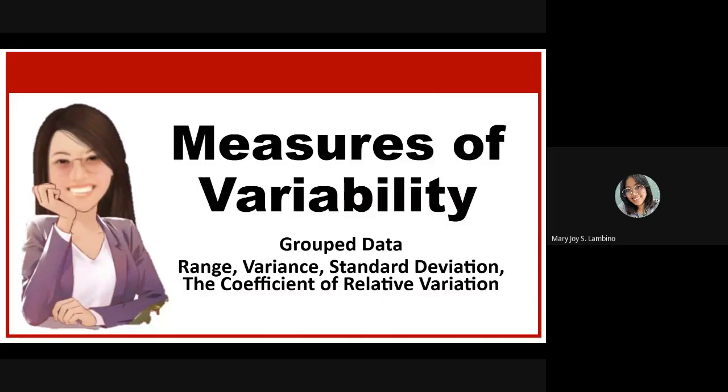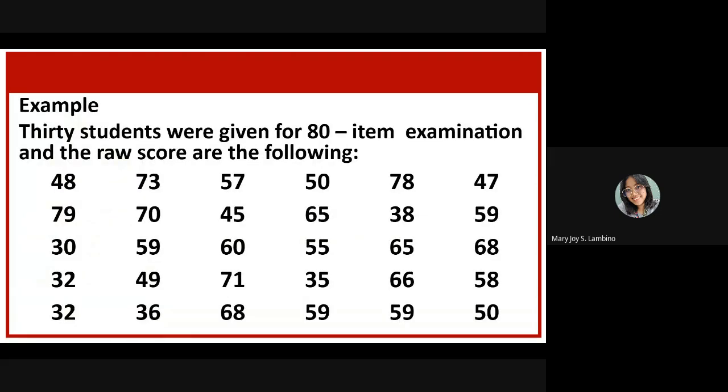Good day, everyone. Our topic for today is measures of variability, group data, range, variance, standard deviation, and the coefficient of relative variation. So let's have an example. 30 students were given a 80-item examination, and the raw scores are the following. These are the representation of their raw scores.